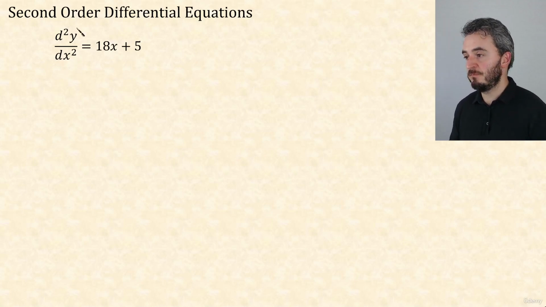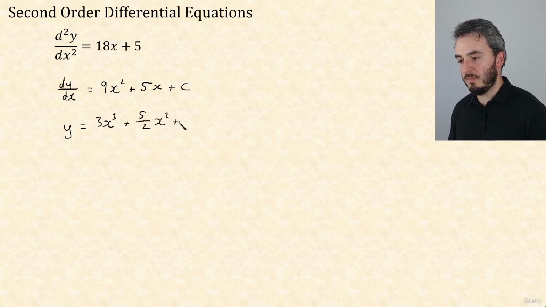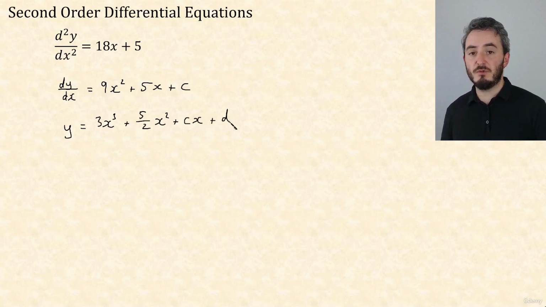Let's just do this. If the second derivative is 18x plus 5, well, the first derivative must be the integral of this. So that's going to be 9x squared plus 5x plus c, and therefore y is the integral of this, which is going to be 3x cubed plus 5 over 2 x squared plus cx, and then plus another constant d. So that's the general solution to this second order differential equation.